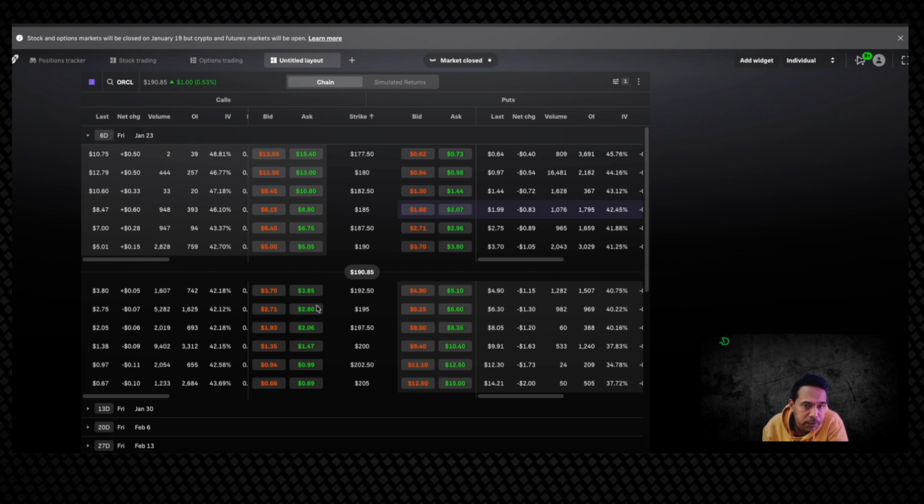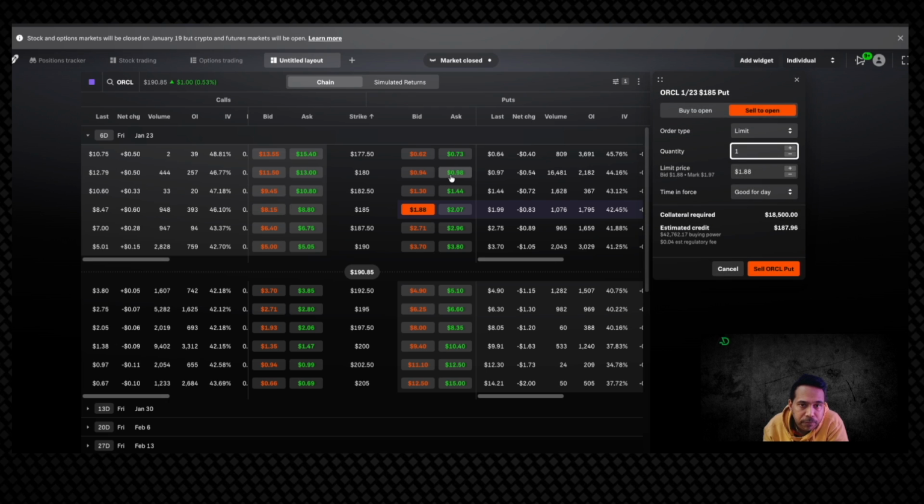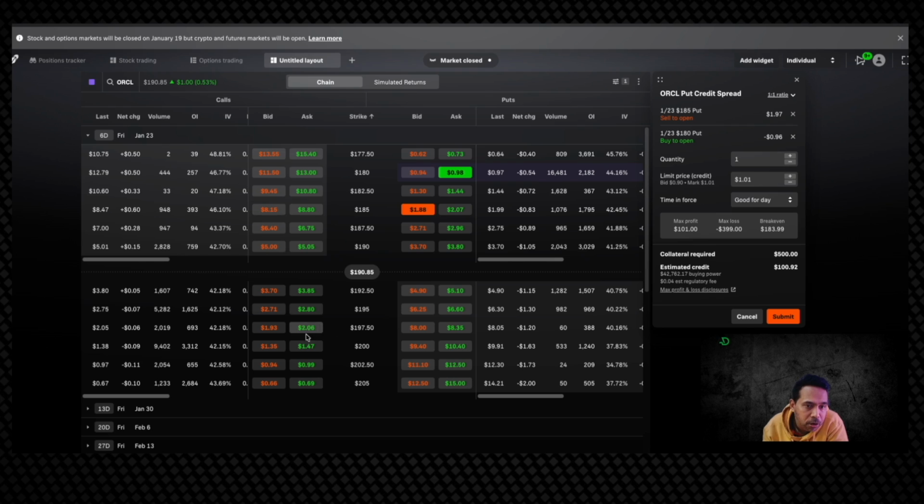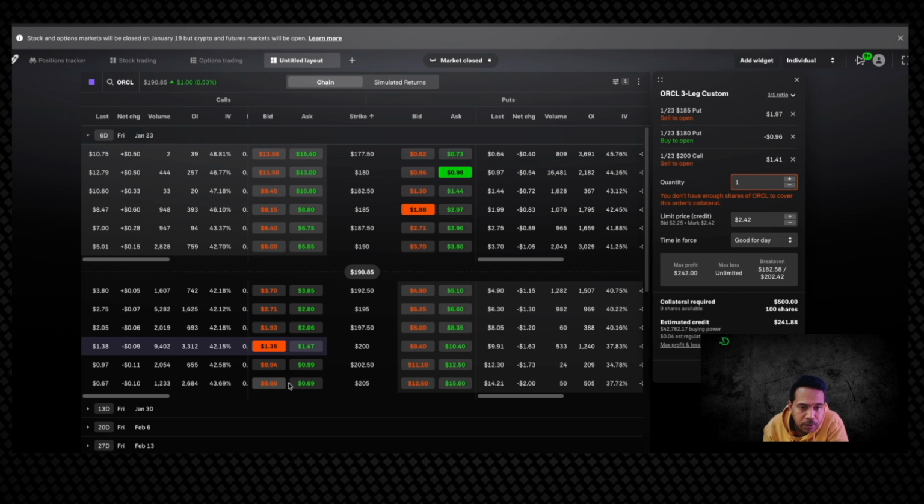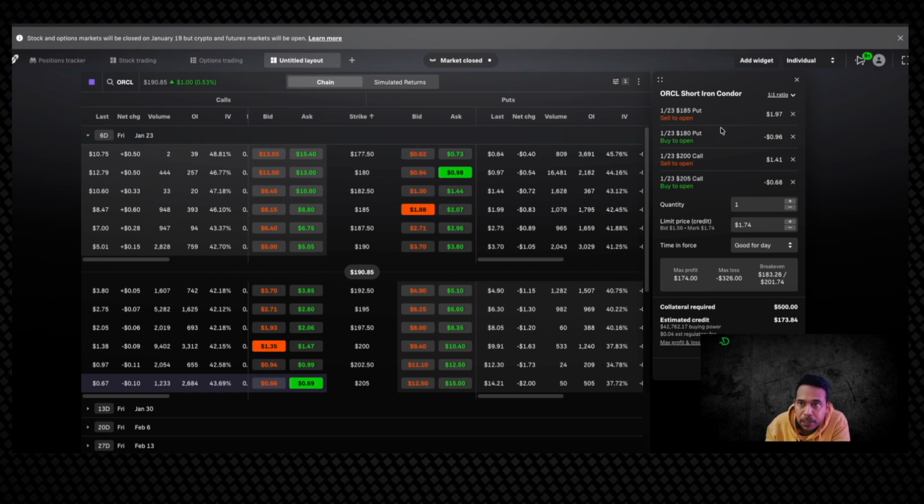So what we did was an iron condor. The first leg is to just select the put side. I'm just going to do it on the put side. We did, I believe, 185 and 180. So we sold this one, we bought this one, and then on the call side, we sold, I believe, the 200 strike. Yeah, we sold 200, and then we bought this one, right? So as you can see, this is an iron condor.